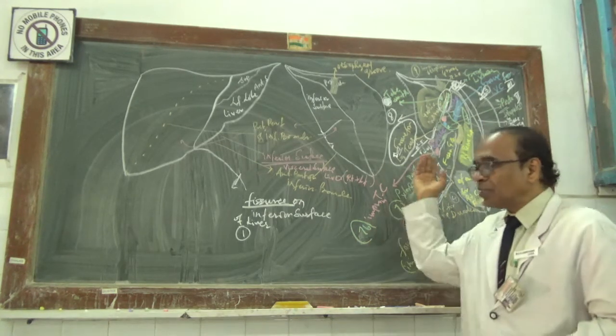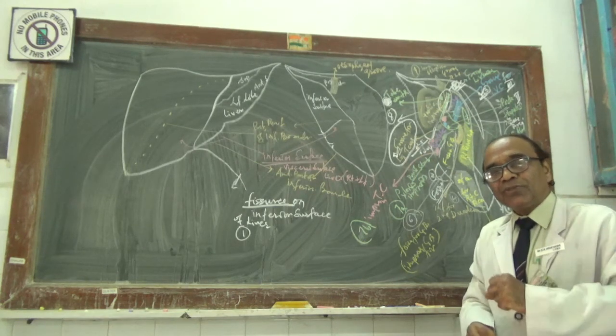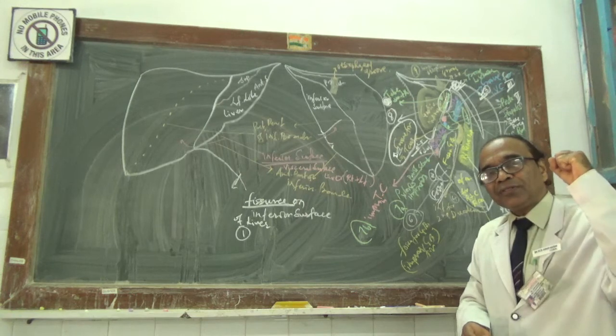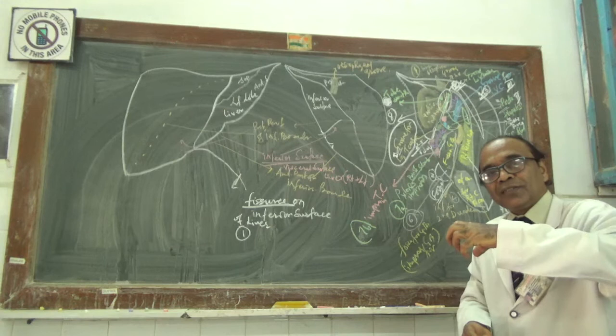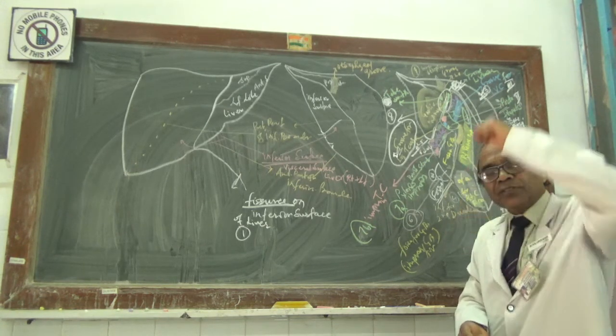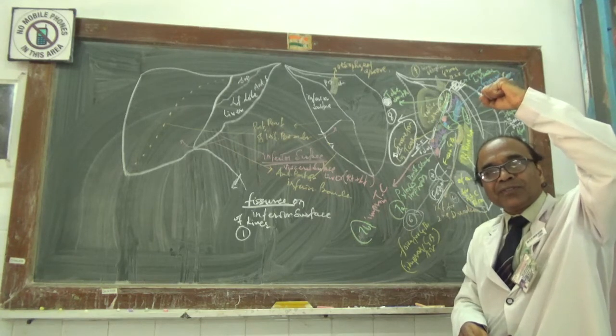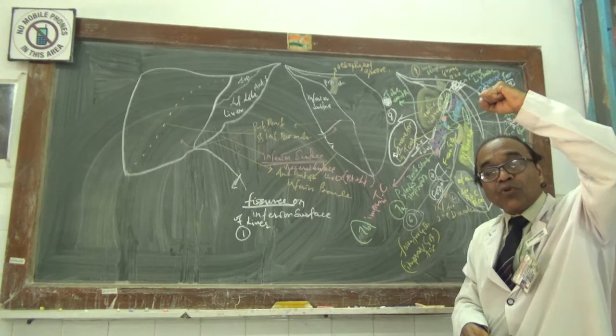Then coming to the left triangular ligament, it will pull the liver upwards and towards the left. Then the left coronary ligament will pull the liver upwards and towards the diaphragm, so as to hold it in position.